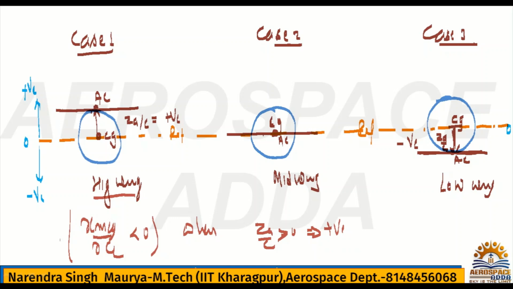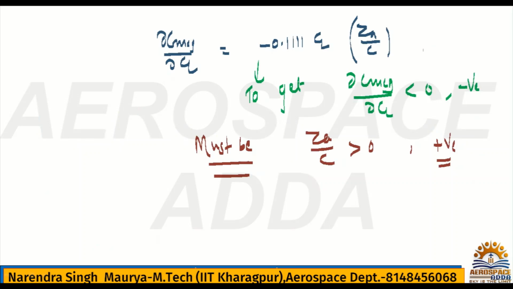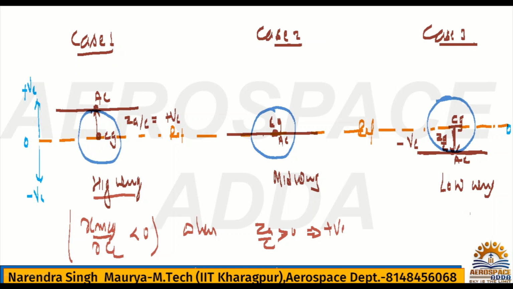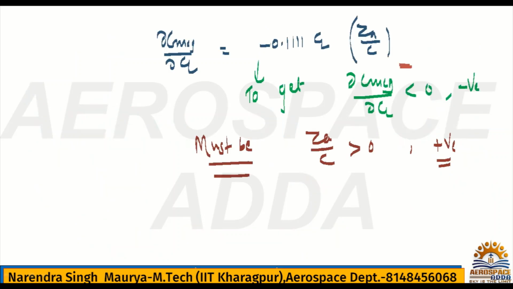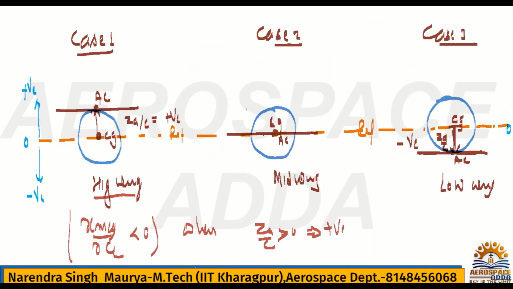Because CG and AC are coinciding, ZA by C will be zero, so the ∂CM_CG by ∂CL value will be zero. If you check the formula, ∂CM_CG by ∂CL becomes zero, which means neutral. Now coming to low wing, ZA by C is negative. If you keep ZA by C negative, then minus minus plus, unstable. So ∂CM_CG by ∂CL becomes positive. It becomes unstable.